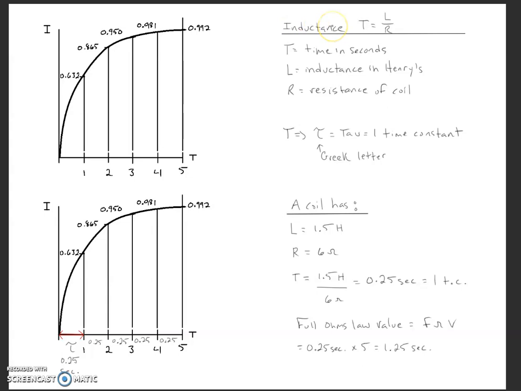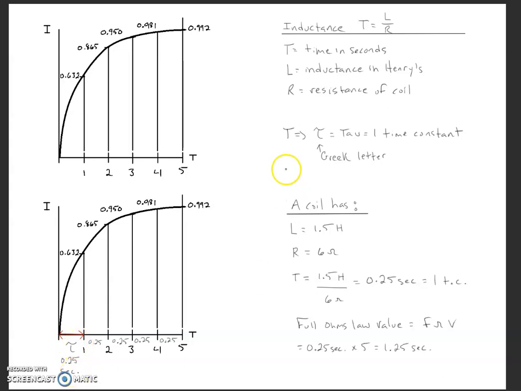So when we talk about inductance now, for Henrys, T equals L over R. And again, this is all sitting in that unit. So T, time in seconds, L is the inductance in Henrys, and R is the resistance of the coil. T, now time, is represented by tau. It's a Greek letter, I believe the 19th letter. And that represents one time constant. So when we do this calculation, T equals L over R, or the ratio of L to R, the T that we're calculating for right here is one time constant, represented by the symbol tau.